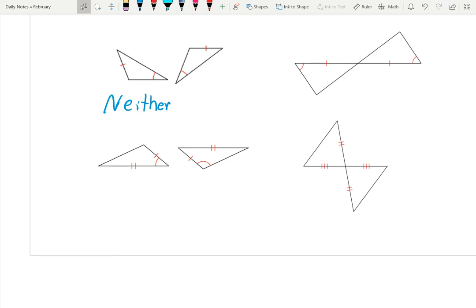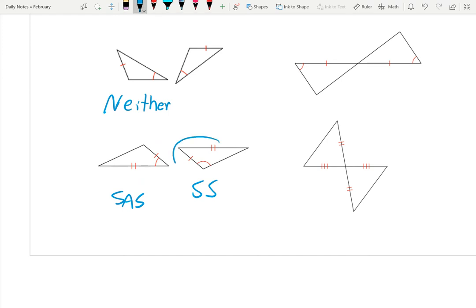And then this last one, so I can see we have a pair of sides congruent. We have a second pair of sides congruent, and we have a pair of angles congruent as well. But let's check the order here. For this one, we have a side, we go our way around, angle, side. This is a side, angle, side triangle.